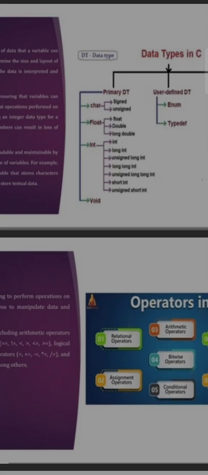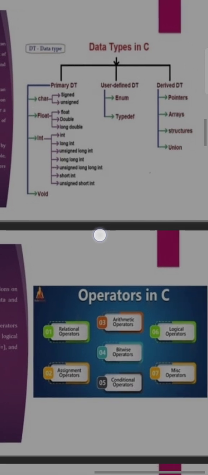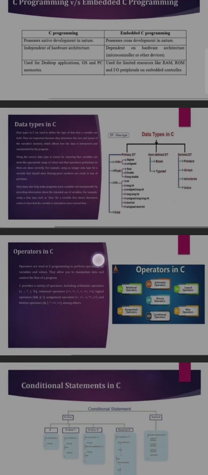Int, long int, unsigned long int, short int, unsigned short int. User defined data types: enum, typedef. Derived data types: pointers, arrays, structures, unions.